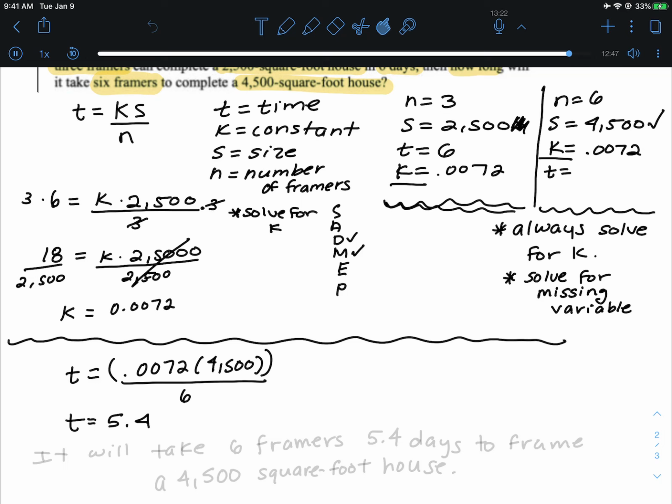So what is t? t is time. So that means that it will take 6 framers 5.4 days to frame a 4,500 square foot house. And that is the end of today's lesson.